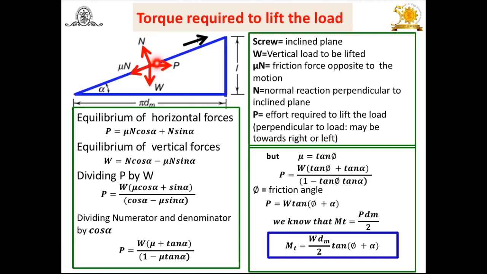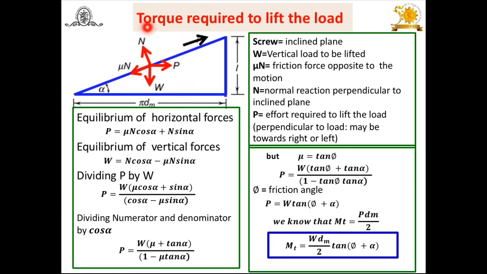Then here N is the normal reaction. Because of this load, the normal reaction is perpendicular to the inclined plane. Already you studied this in applied mechanics and strength of machine elements. But when this load moves vertically upward, there is another force, μN, the frictional force, which acts opposite to the direction of the motion. Because the load is moving upward, the frictional force μN acts towards the downward direction. Always you are aware of that. So all these are the forces which are acting. One, W is the vertical load, P is the effort towards the right hand side, then N is the normal reaction perpendicular to the inclined surface, and μN is the frictional force opposite to the motion.